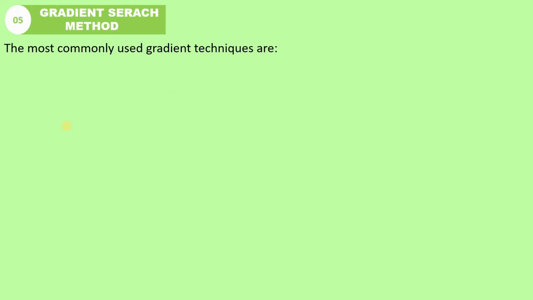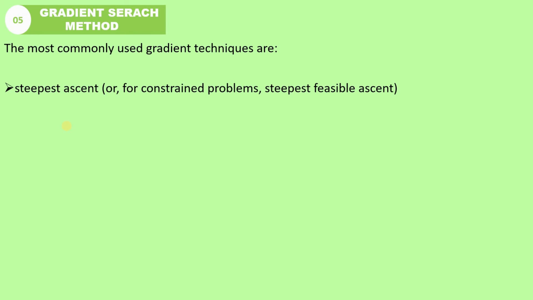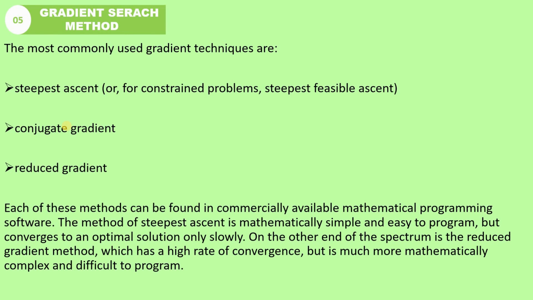The most commonly used gradient techniques are steepest ascent, or for constrained problems, steepest feasible ascent, conjugate gradient, and reduced gradient. Each of these methods can be found in commercially available mathematical programming software. The method of steepest ascent is mathematically simple and easy to program, but converges to an optimal solution only slowly. On the other end of the spectrum is the reduced gradient method, which has a higher rate of convergence but is more mathematically complex and difficult to program.